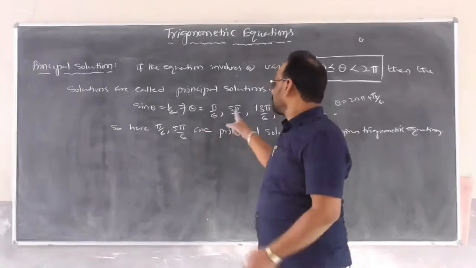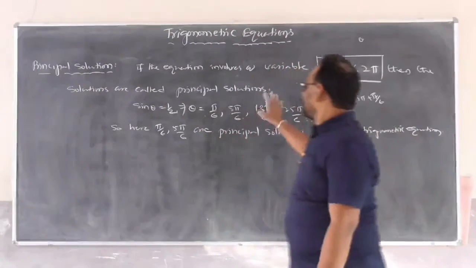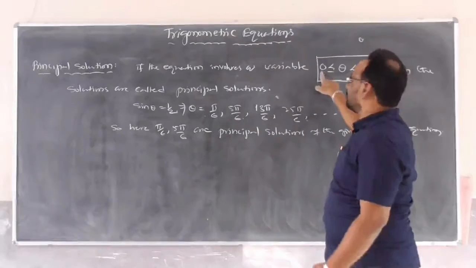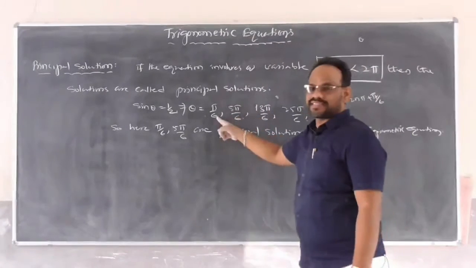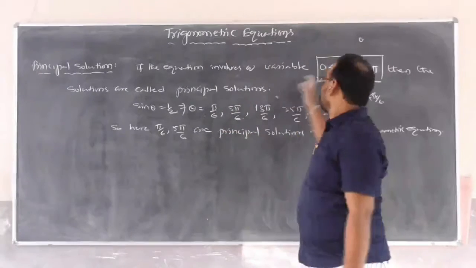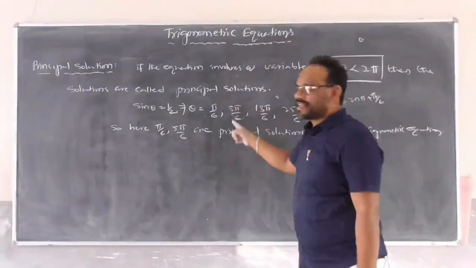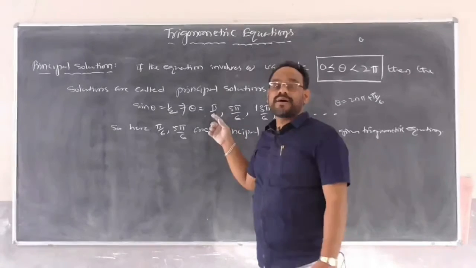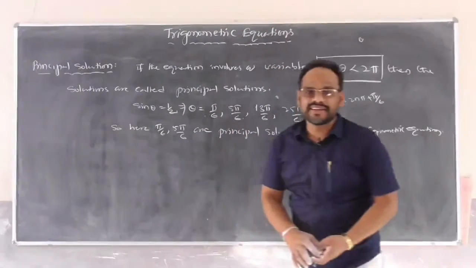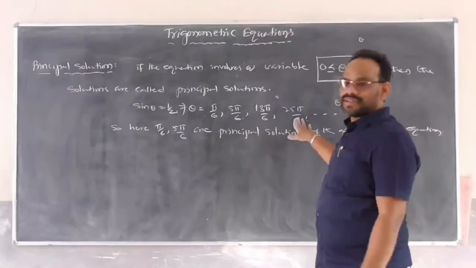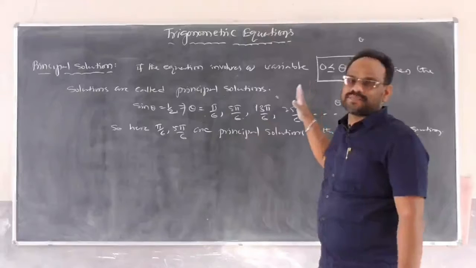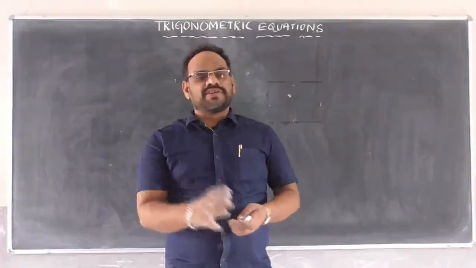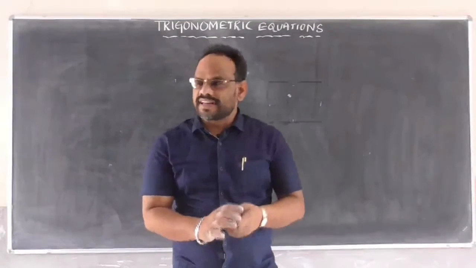In this example, pi by 6 and 5 pi by 6 are principal solutions. Why? Because pi by 6 lies between 0 and 2 pi, and 5 pi by 6 also lies between 0 and 2 pi. 0 to 2 pi is 360 degrees. Pi by 6 means 180 by 6, clearly 30 degrees. 30 degrees lies between 0 and 2 pi. And 5 pi by 6 is 150 degrees, which also lies between 0 and 2 pi. So pi by 6 and 5 pi by 6 are the principal solutions of the given trigonometric equation. But 13 pi by 6, 25 pi by 6, and so on are not principal solutions. That is the principal solution and general solution of trigonometric equations.